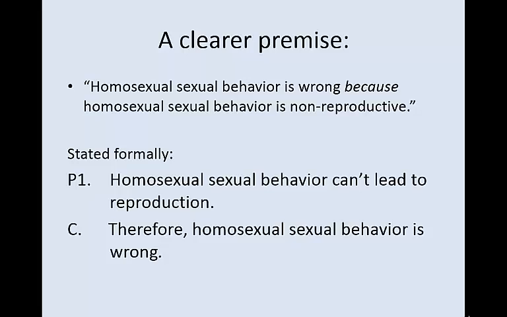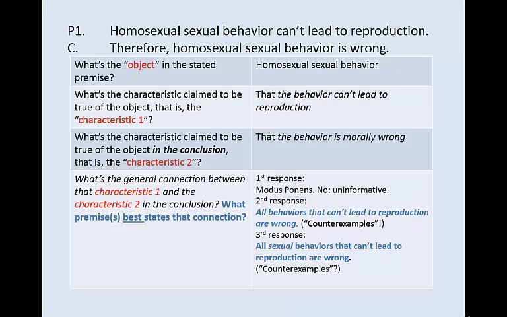So we have this better argument. Homosexual sexual behavior is wrong because homosexual sexual behavior is non-reproductive. So we can state that formally as the premise and the conclusion like that. So, what's the object? Homosexual sexual behavior. What's the characteristic or property of that object? That the behavior can't lead to reproduction.